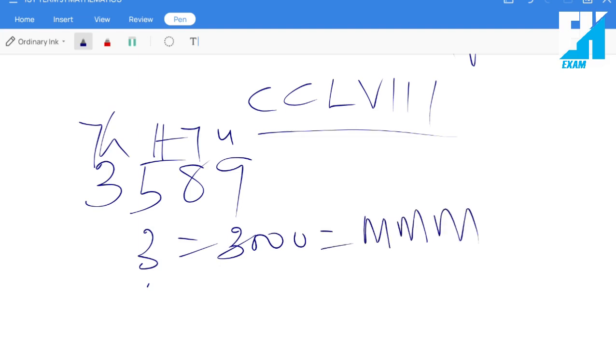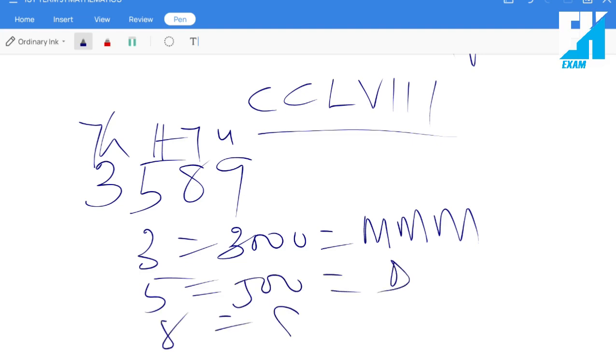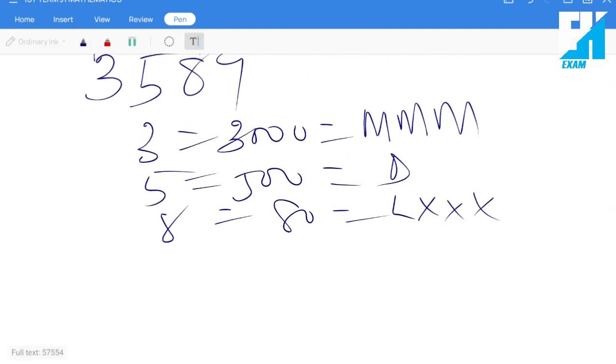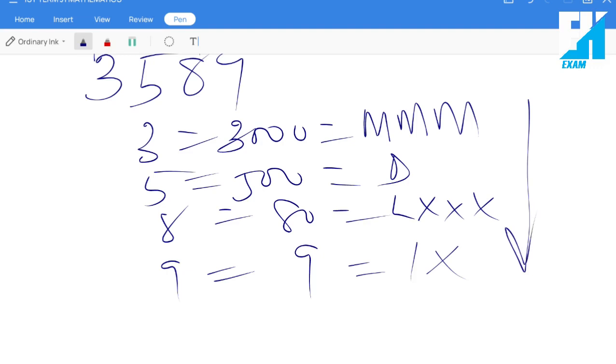And then 5, which is 500. This is going to be D. And then 8, which is 80. What is your 80? Your 80 is LXXX. And what is your 9? That's 9 units. That's going to be IX.